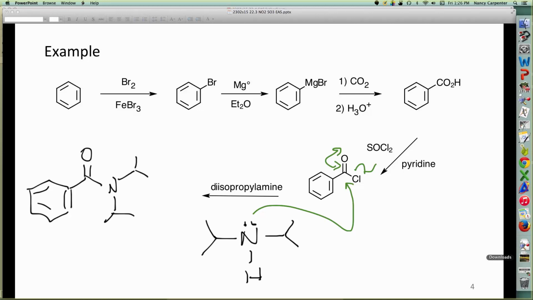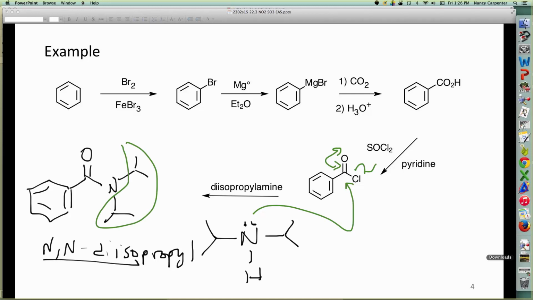Nomenclature: N,N-diisopropyl benzamide. Make sure you know how to name amides. Diisopropyl, that's referring to this. The N is referring to the nitrogen, and the benzamide refers to the rest of the molecule.